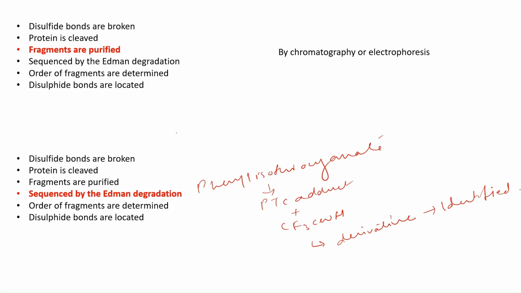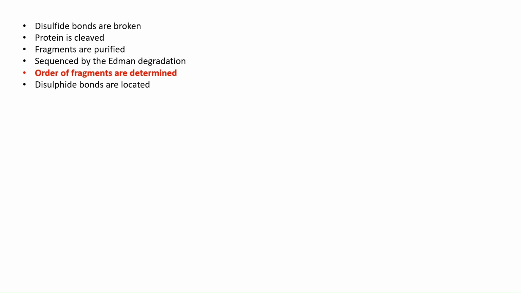So once we have sequenced by Edman degradation, the next step is to determine the order of fragments. How can we determine the order of fragments? What we generally do is we use one protease, for example, trypsin. Suppose this is our polypeptide chain. We are using trypsin on this chain to break the chain into smaller fragments. And if two sites are present for trypsin, the chain will be broken down into 3 fragments.